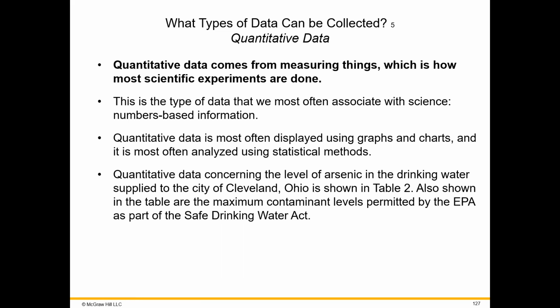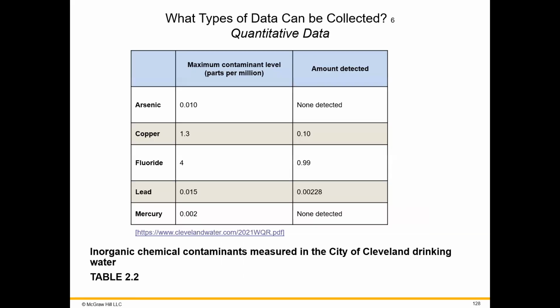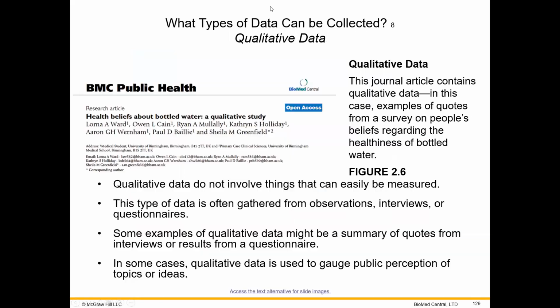In the next figure, what you will see is the level of arsenic in the drinking water supplied by the city of Ohio, and other contaminants, and then the amount allowed. So the amount detected and then the amount allowed. This is quantitative data.